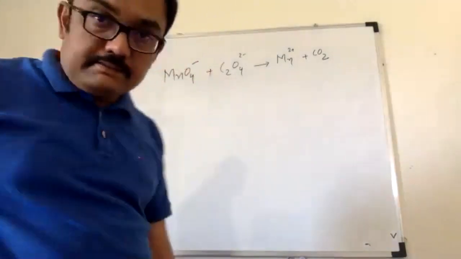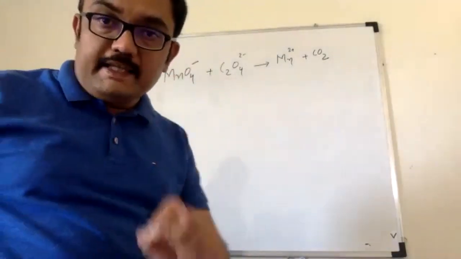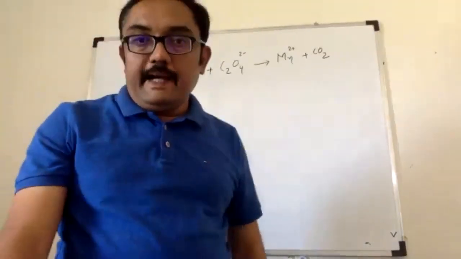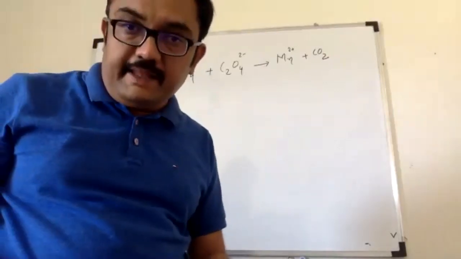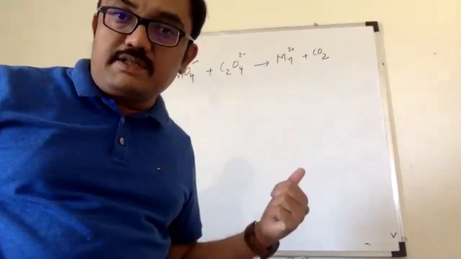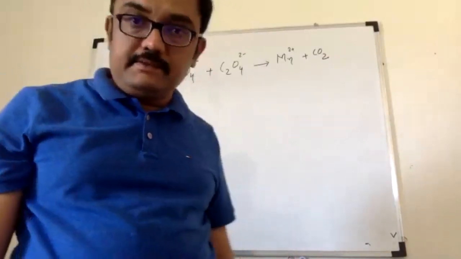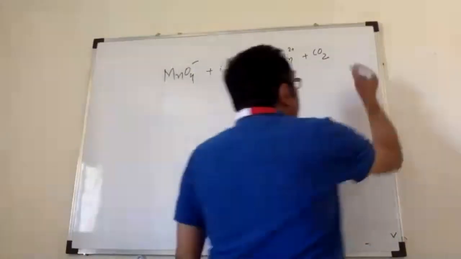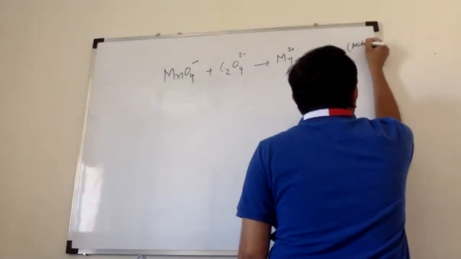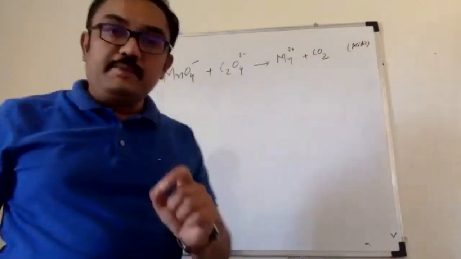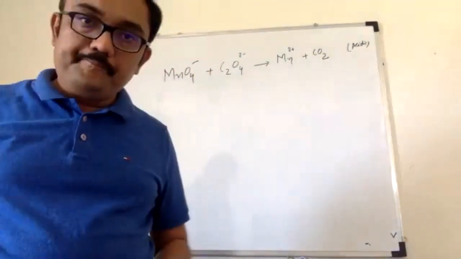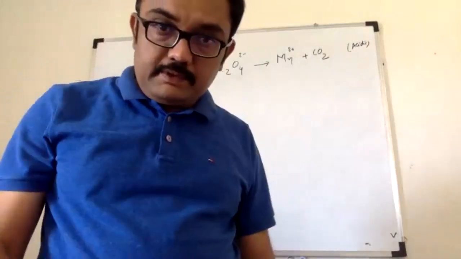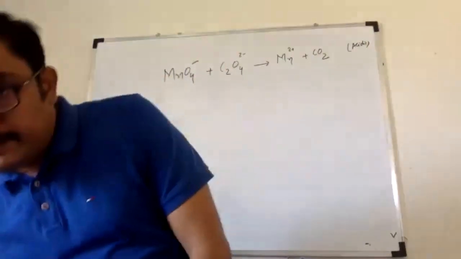Medium is acidic. So charge you have to balance by putting H plus. See, there are two ways to indicate the medium is acidic. Either I will give you in the bracket that the medium is acidic, or I will put the H plus in the equation that indicates that medium is acidic. So the medium is acidic here. That means charge you need to balance by putting H plus ion. Balance this redox by oxidation number method.